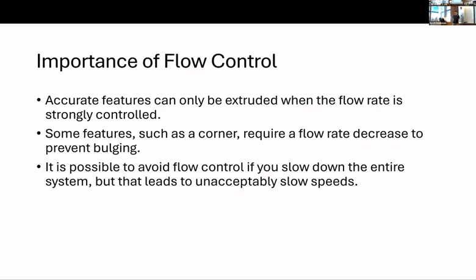It is technically possible to avoid flow control if you slow down the entire system and keep a constant low flow rate and just compensate with your motion stage moving at different speeds. However, that often leads to unacceptably low printing speeds, and we are aiming for higher and more feasible printing speeds in industry.